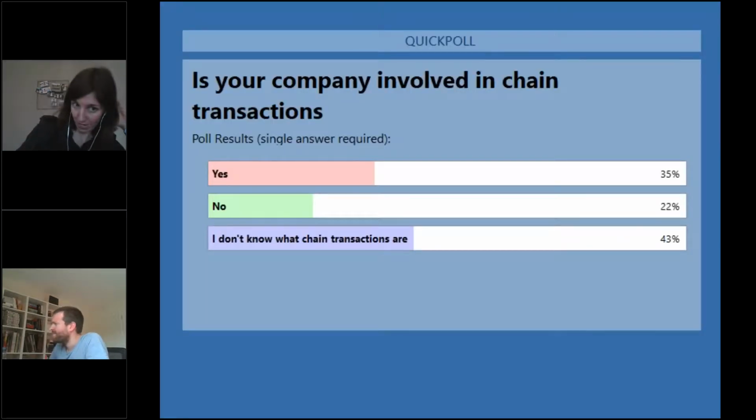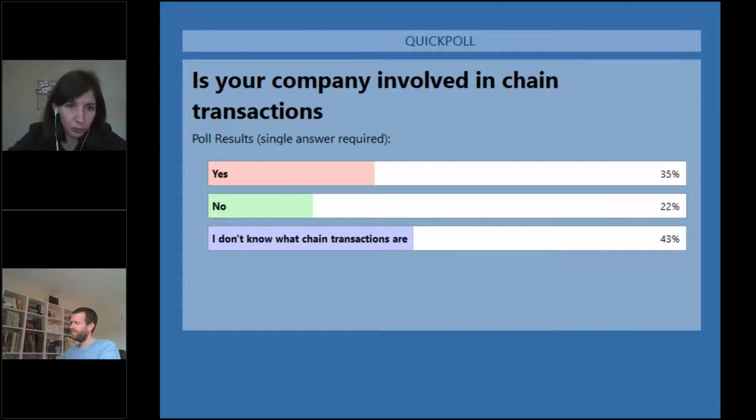Okay. So, interesting. A third of the participants are indeed involved in chain transactions, which makes the complexity of intra-community transactions interesting. And then most of you are not really aware or do not have the right insight into what chain transactions are. So let's deep dive a little bit into this.